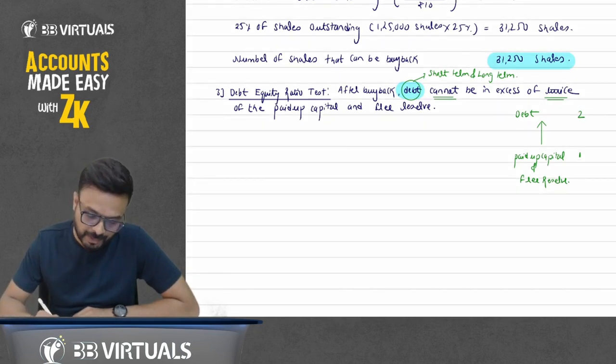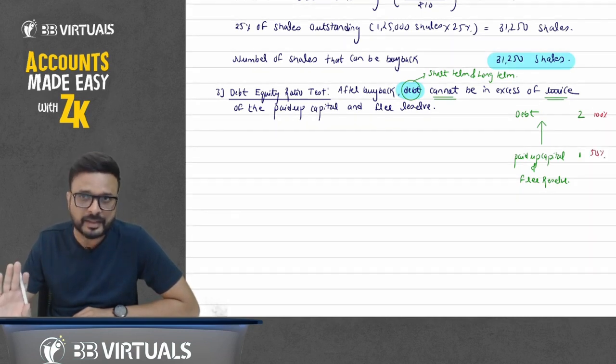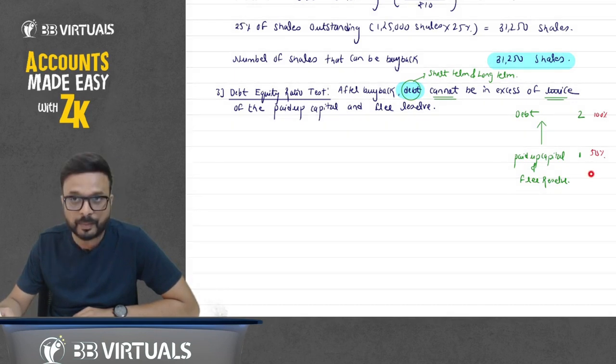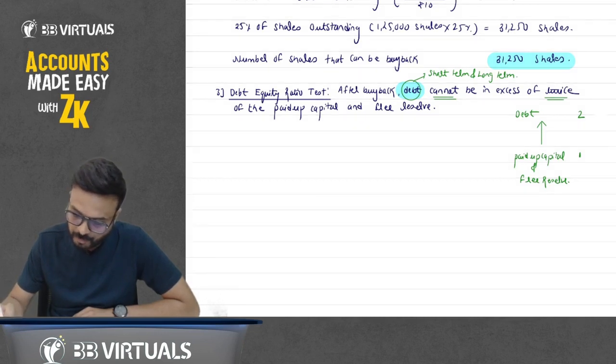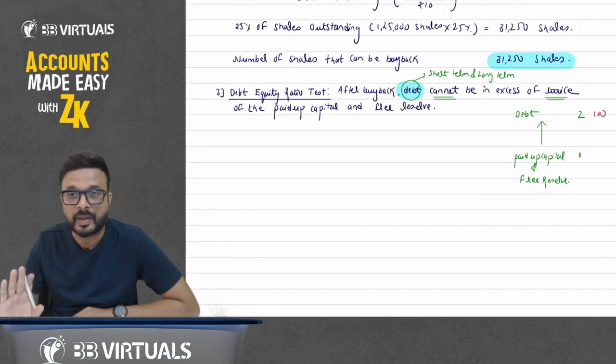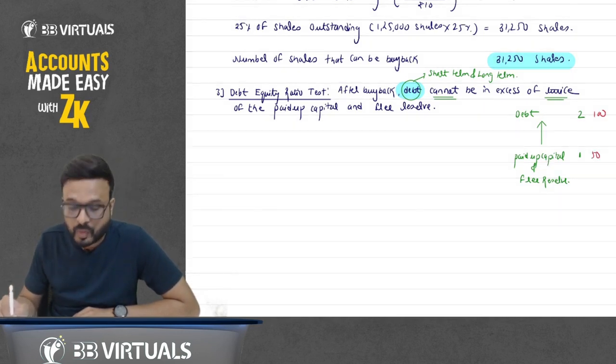So can I say it in percentage form? If debt is 100, can I say the paid up capital and free reserve should be 50%? Suppose the debt is 100, how much should be the minimum paid up capital and free reserve? It should be 50. So your debt cannot be more than twice of the paid up capital and free reserve.